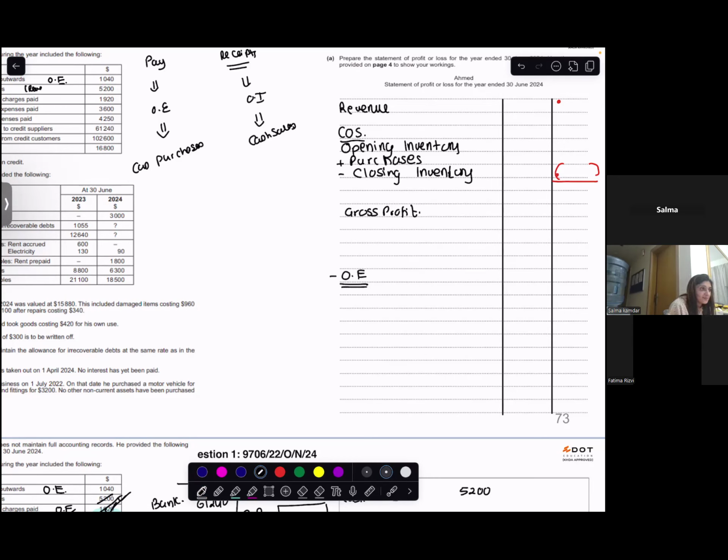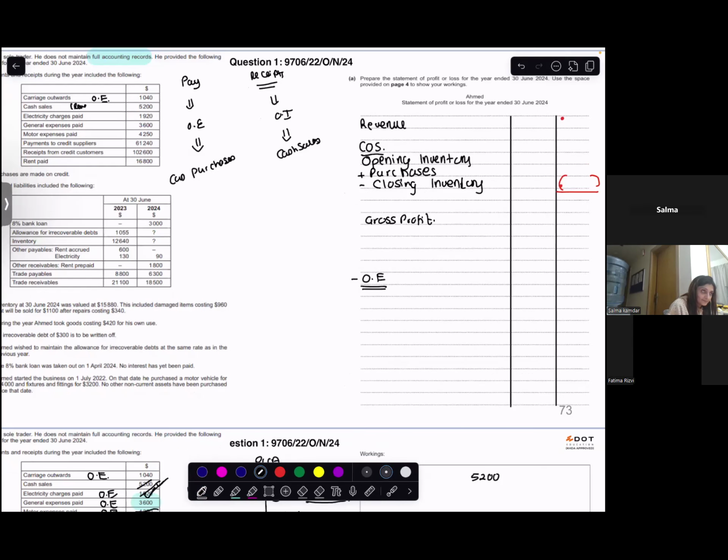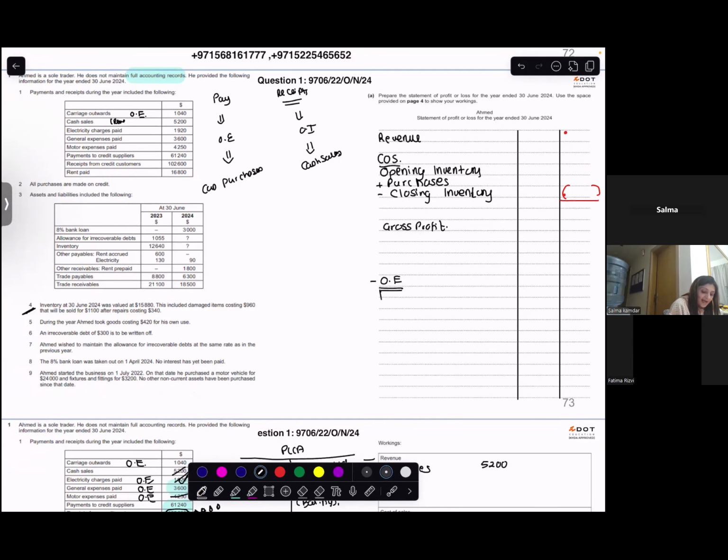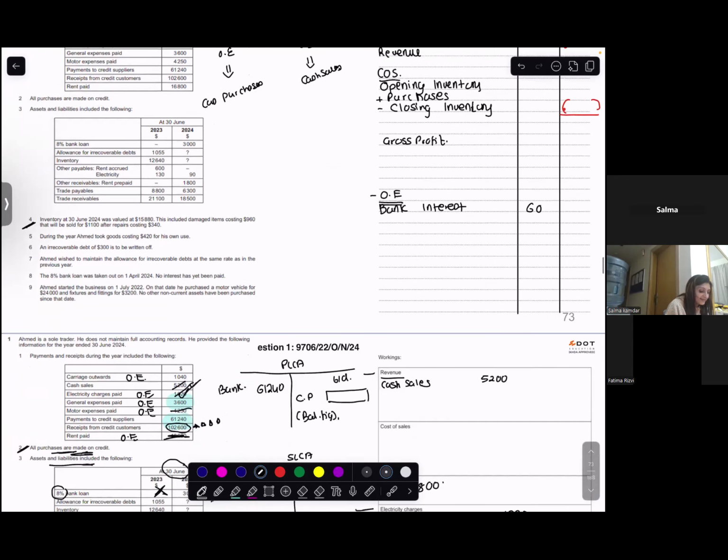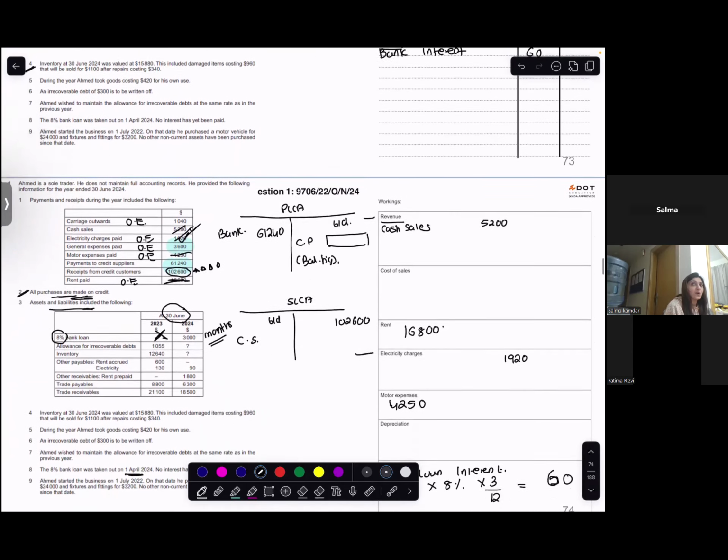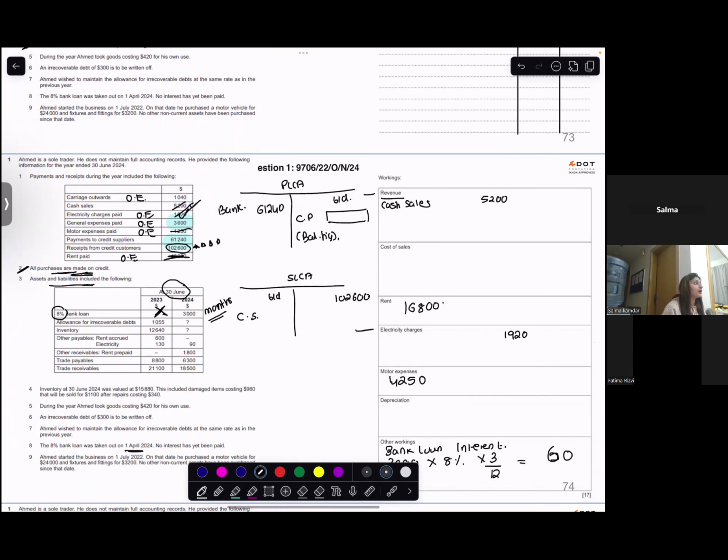And the first expense that I calculated was what? Bank interest, 60. I hope you're with me. Why did I write this first? Because I read through all the adjustments to see if there was anything related to interest. This is done.